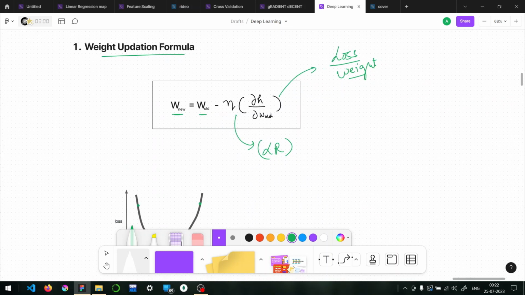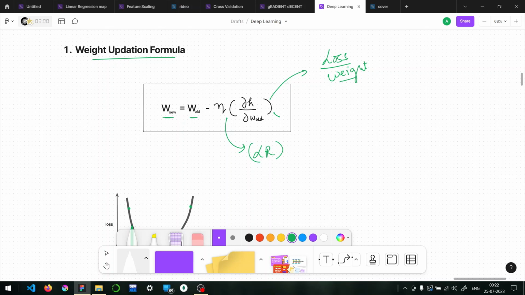Okay, so the partial derivative is nothing but the slope itself, right? We have seen this in the previous classes as well. W new is equal to W old minus the learning rate times the partial derivative of loss with respect to weights. So what is the learning rate here? For the sake of simplicity, let me take the value to be 0.01. There are different techniques used to set these learning rates, but for simplicity, right now, let me take it as 0.01.